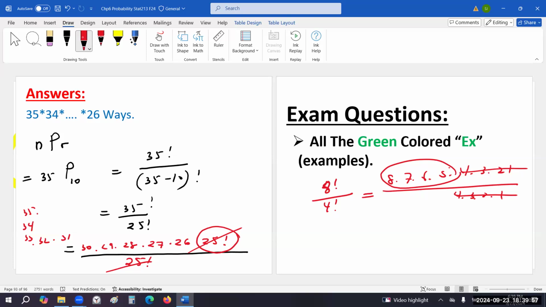And with this, we are done with chapter 6. Okay, we are done with probability. So any question on probability? Christina, still confused? She helped you, did you understand now? Okay.